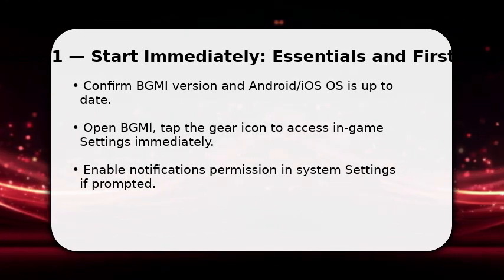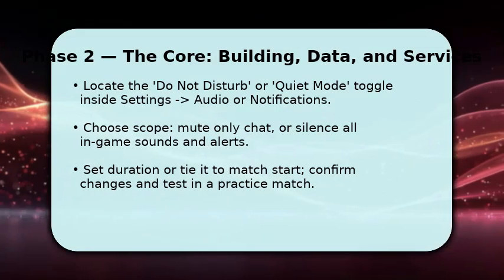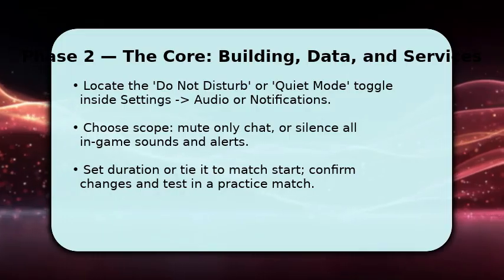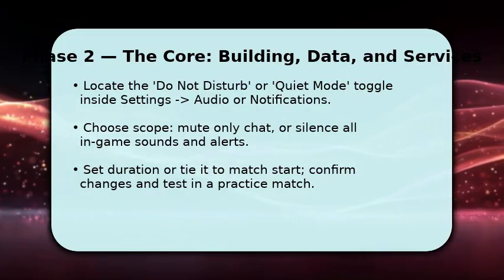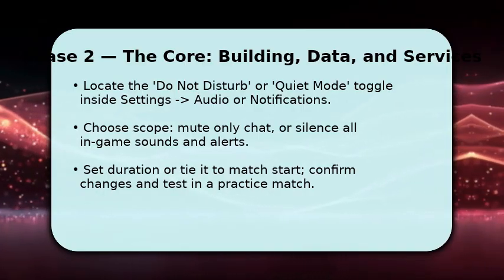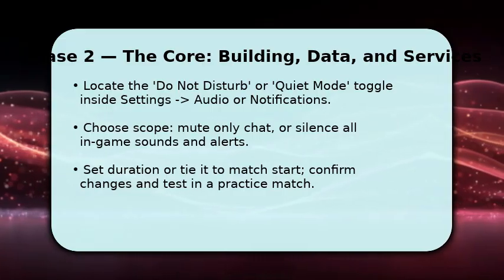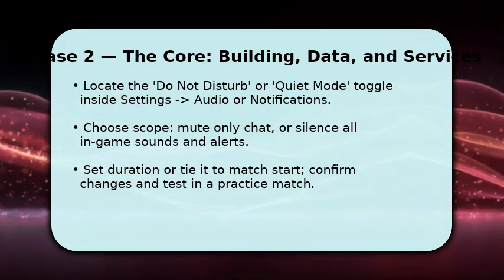You now enable the in-game Do Not Disturb option. Find it under Settings, typically in Audio or Notifications. Decide whether to mute only chat messages or silence all in-game sounds. Choose based on whether you still want team calls. Next, set a duration or choose automatic activation when a match starts so you don't forget.